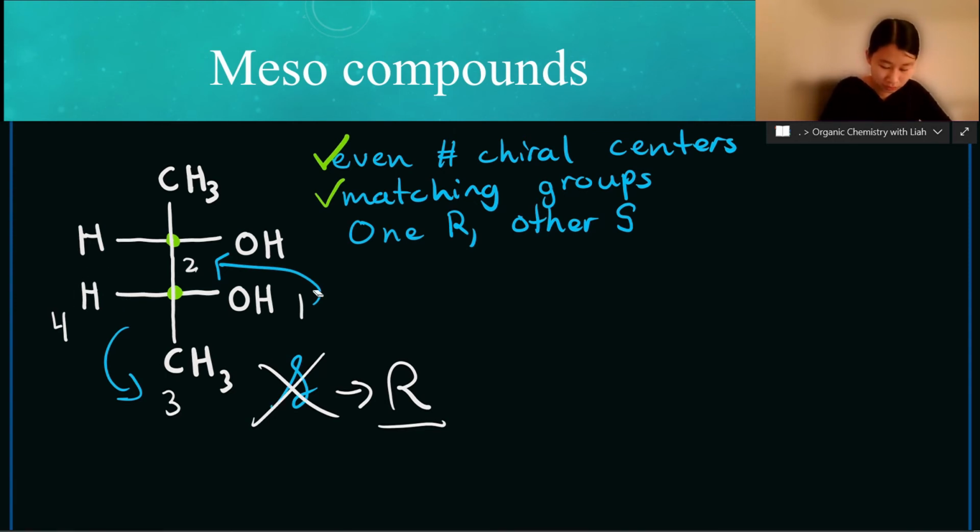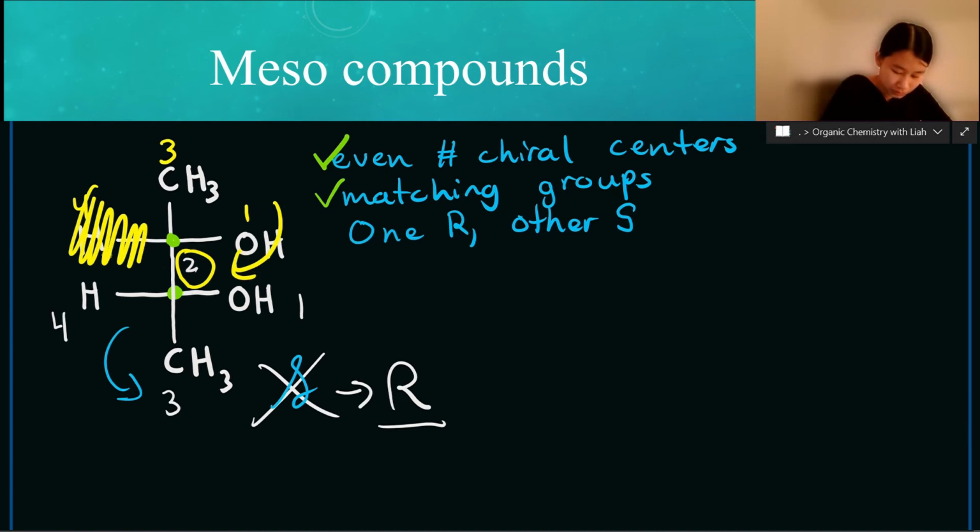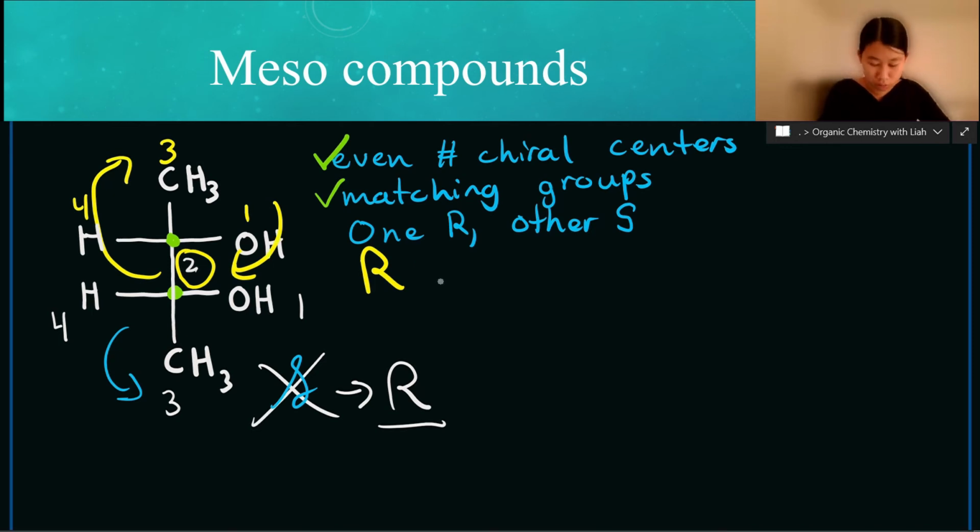Now let us check the configuration of the second chiral center. Well, we have 1 for the OH, 3 for the methyl, 4 for the hydrogen, and 2 for the rest of the molecule. So ignoring the hydrogen, we have 1 to 2 to 3. This appears to be R going clockwise. Now let us check. Here we have the hydrogen on a horizontal line, so we must change R to S. It is not R, but it is S for this chiral center right here.